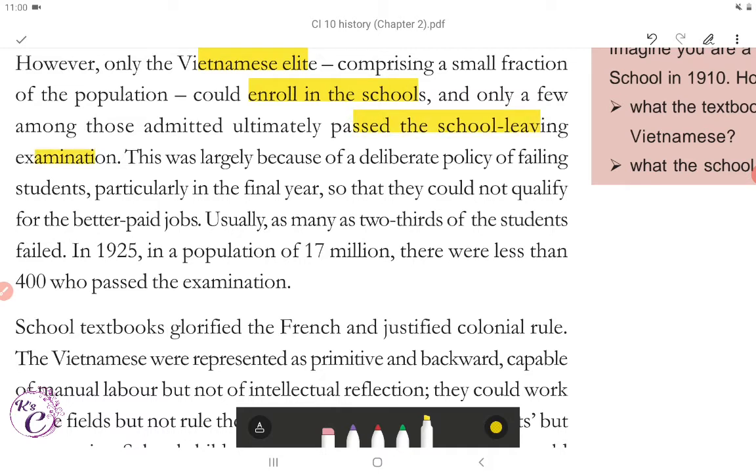This was largely because of a deliberate policy of failing students, particularly in the final year, so that they could not qualify for the better paid jobs. Usually, as many as two-thirds of the students failed. In 1925, in a population of 17 million, there were less than 400 who passed the examination.